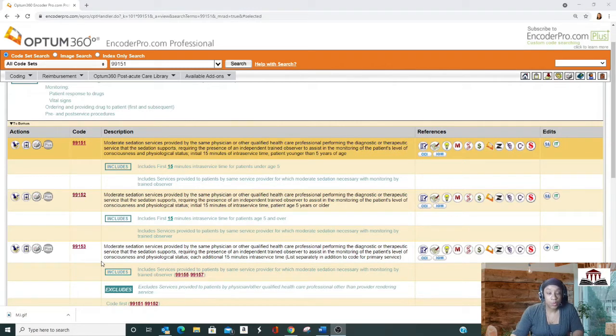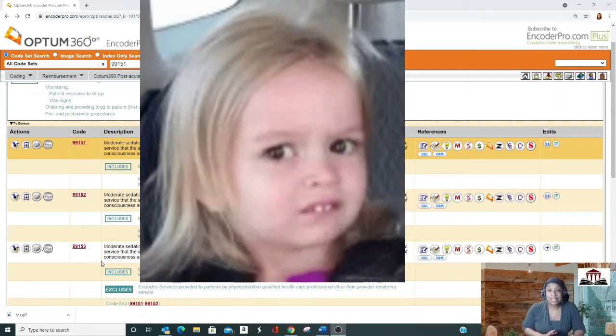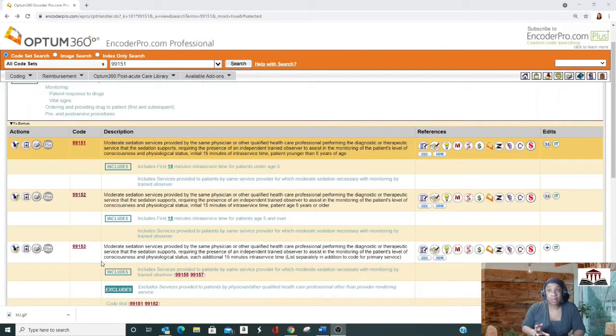The first key question you want to ask yourself when you're coding sedation services is what code is appropriate relative to the provider that's doing the sedation. What role does that provider play during that procedure? Put another way, does the provider who's doing the sedation also have responsibility for doing the procedure that warrants the sedation? I'll give you two scenarios here.